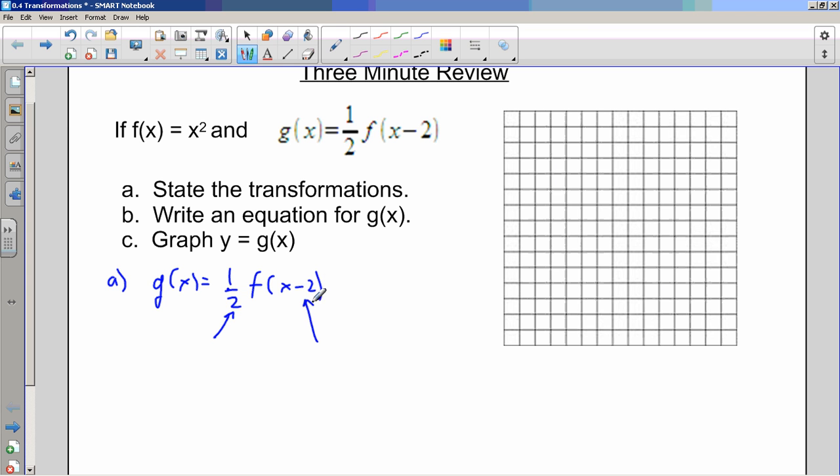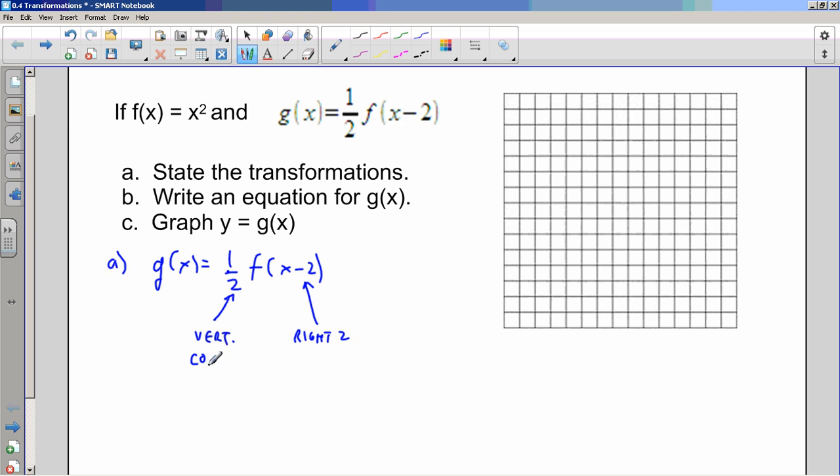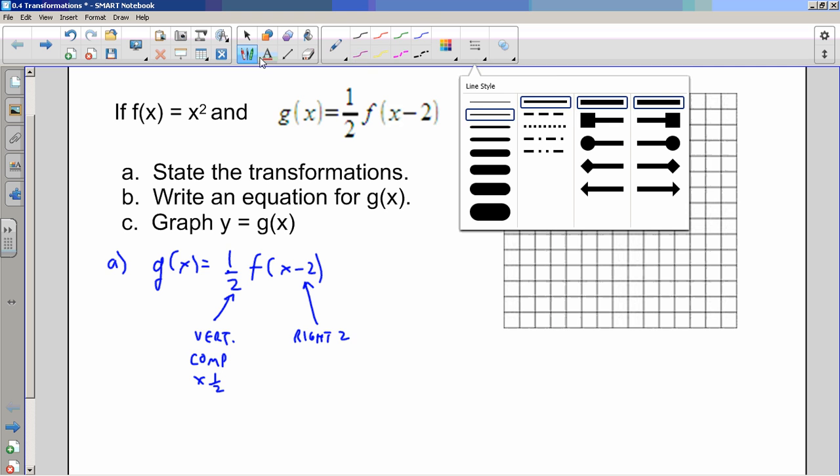The -2 in with the x, in the direction of x, it's opposite that. You think -2 would go left 2, but this is right 2. And the half isn't in with the x, so it must be affecting y values. This is a vertical something, and since it's a half, it's a compression. Remember, in the direction of y, it's what you think it should be. So multiplying by a half should compress it or squish it, and it does.